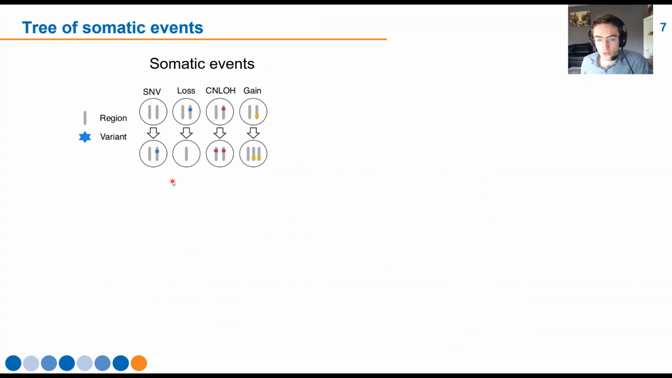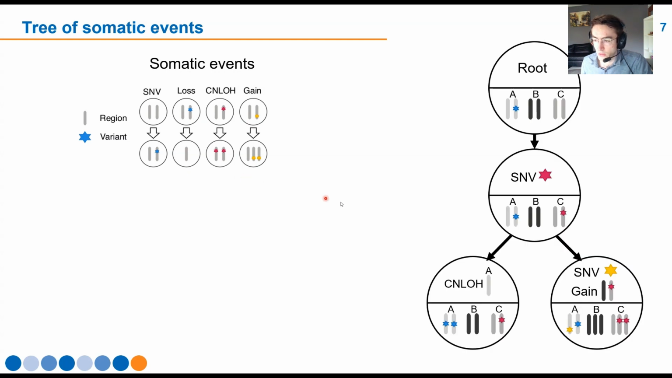With COMPASS, we considered four types of somatic events: SNVs, copy number loss, copy neutral loss of heterozygosity, and copy number gain. And as you can see, when a variant is present in a region, then the CNAs are allele specific. So with these four types of events, we can build phylogenetic trees. And here is one example where we start with one SNV, and then we have in one branch a copy neutral loss of heterozygosity, and in the second branch, another SNV, and a copy number gain of two regions. We also want to point out that our method can take into account germline SNPs, because this information can be leveraged in order to infer copy number alterations, for example here, this CNLOH.